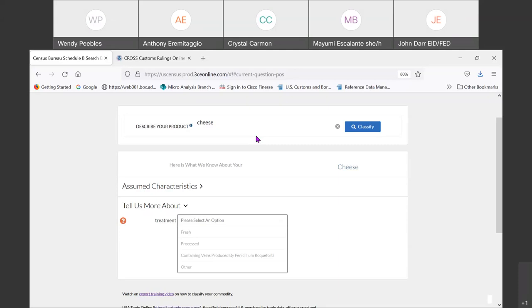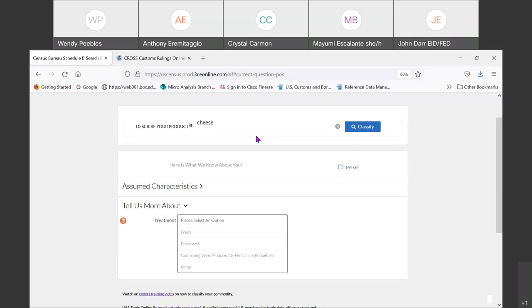We're going to look for the classification for both of the numbers, because with mixtures and combinations, you classify it in the highest Schedule B number, which means the one that is farther down in the Schedule B book. So we'll have to look for the number for the cheese and then the number for the crackers, and then we will decide which one we're going to use.